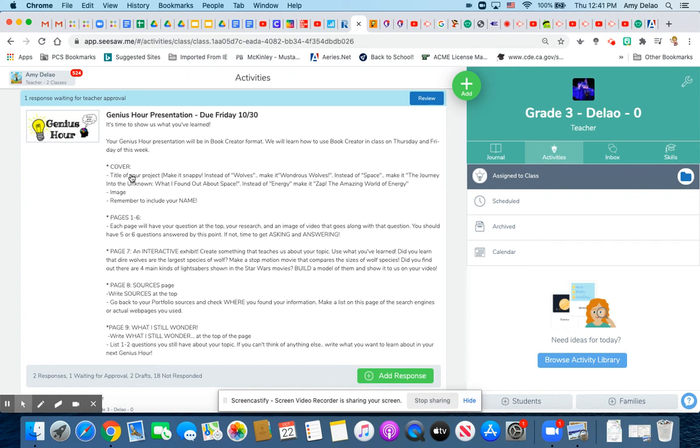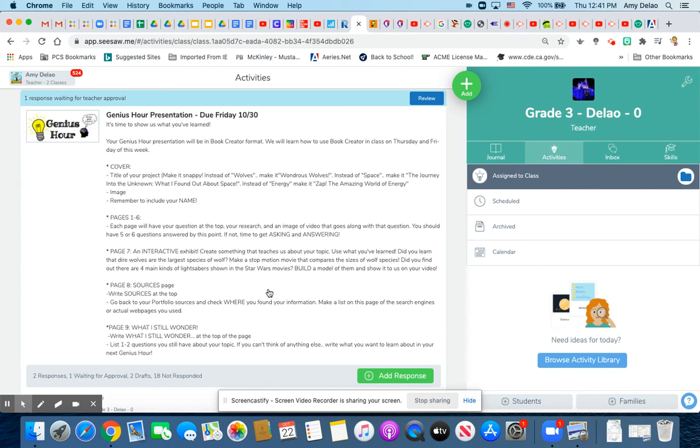You'll have a cover. So aphids and dragonflies, I'll be going over this with you tomorrow. Beetles and cicadas, heard about it today. So you're going to do a cover page. You're going to go to pages 1 to 6, and you're going to make 6 pages, however many questions you have. If you only did 4 questions, then you're only going to do 4. Okay, so you're going to do a question and then an answer and then a picture.